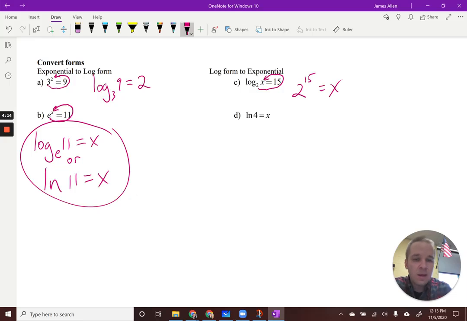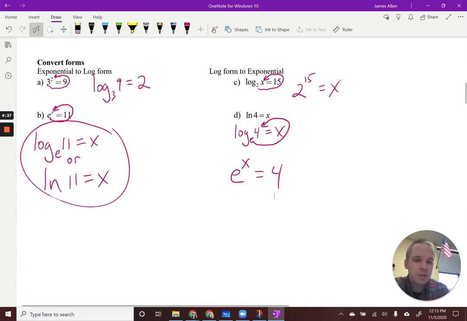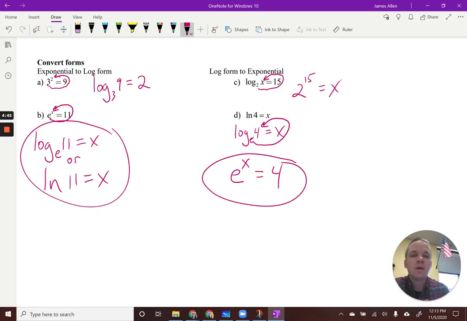And here, it may help if you write it as log base e of 4 is equal to x. And then I would have e to the x is equal to 4. Some of you might be able to just remember that, it's like a pattern, but it might help to write it out as log base e of 4 equals x. All right, I like to write it out like that because then I can see the consistency.